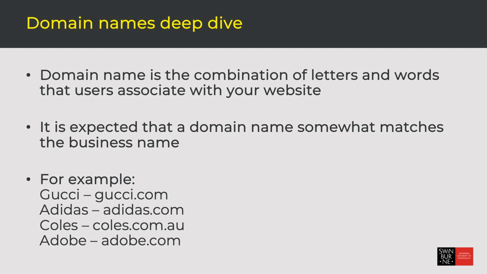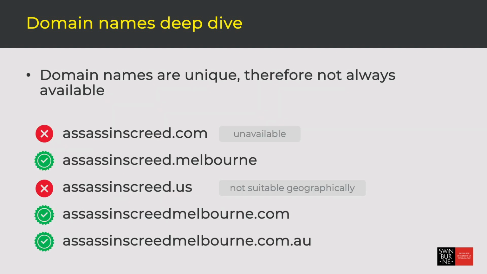The other part of the root domain is the domain name. This is the combination of letters and/or words that users associate with your website. You expect a website's domain name to somewhat match its business name. For example, a website about dog washing should have some variation of dog and wash in the domain name so users can clearly identify what the website is about. For a brand, you would want the domain name to match the brand name. For example, Gucci, Adidas, Kohl's, Adobe, and so on. Now for the tricky part. Just because you have chosen a domain name and like how it sounds, that does not mean that it is available.